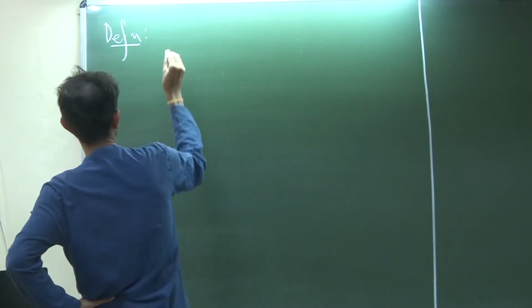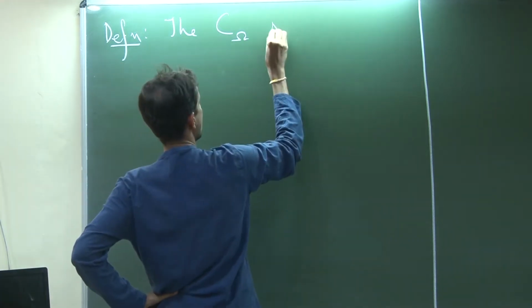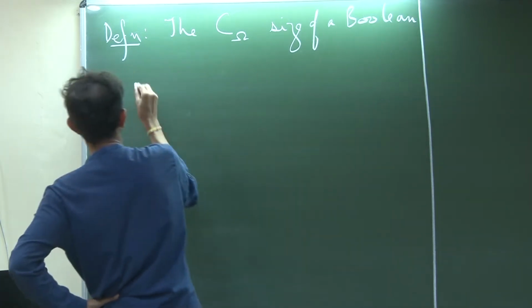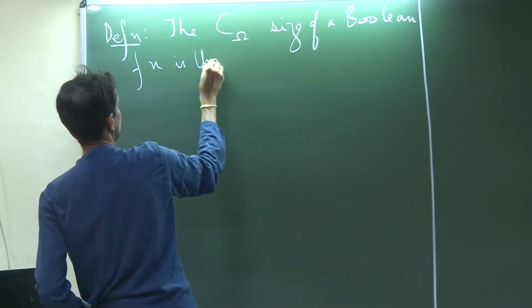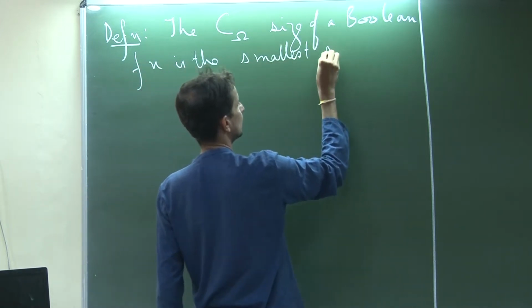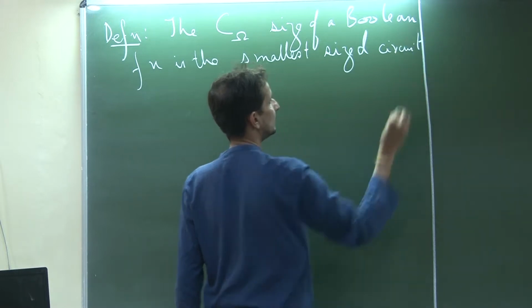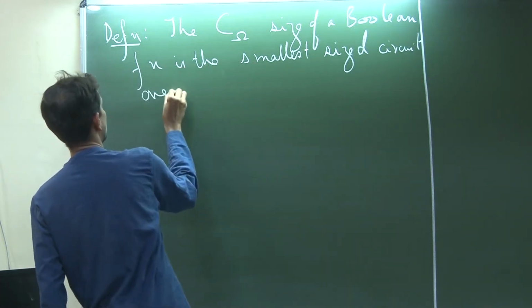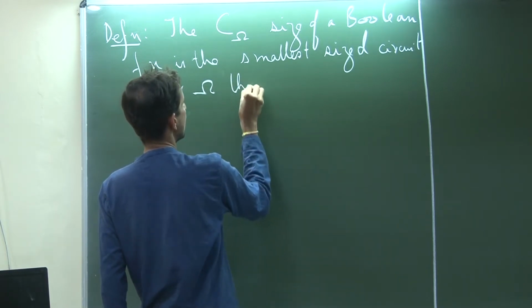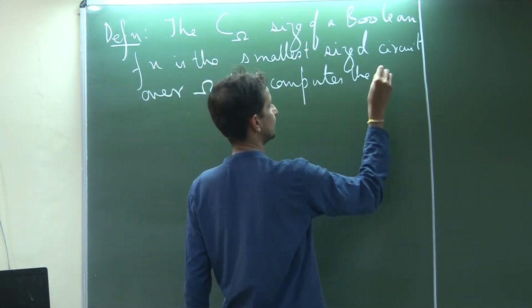The C_Omega size of a Boolean function is the smallest sized circuit over Omega that computes the function.